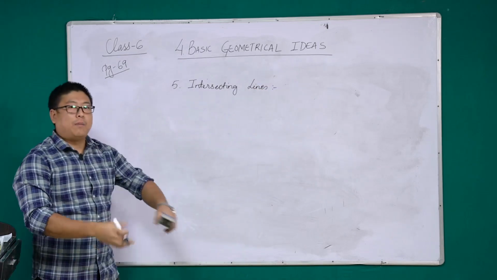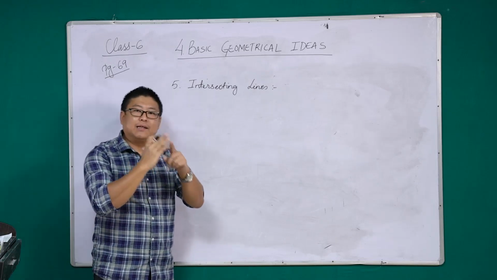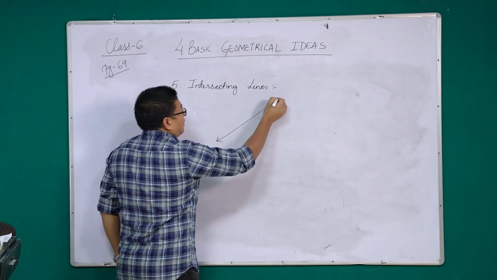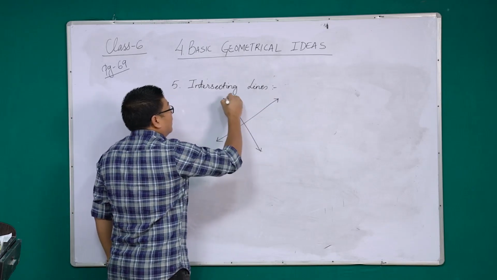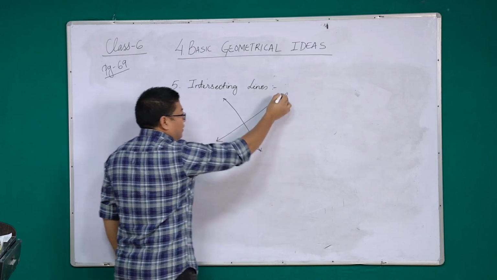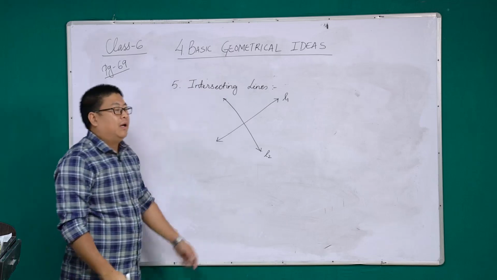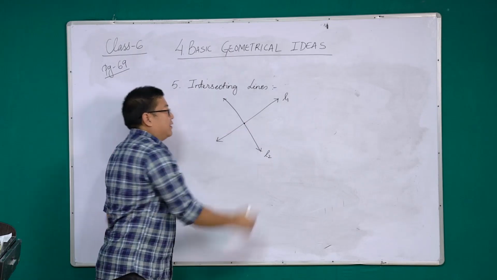Now when we talk about intersecting lines, it simply means two lines meeting at a point. For example, I draw a line, I draw them like this. Let this be line L1, this line. Let this be line L2. Now they are crossing each other at this point.